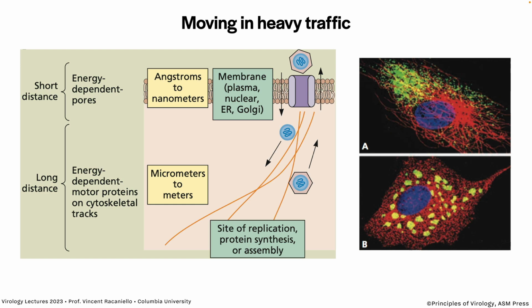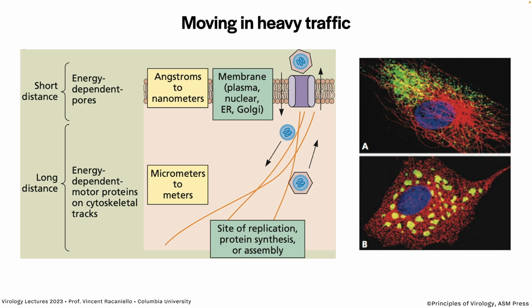And then there are long distance movements, micrometers to meters even. Meters. What cell would be a meter long? Can you think of one? A neuron, yeah. You can have meter-long neurons. So viruses can get in peripherally at neurons and travel all the way up to the brain. So they can go a long way. And that kind of long-distance movement is on motor proteins and cytoskeletal tracks, for sure, and especially in those long ones.